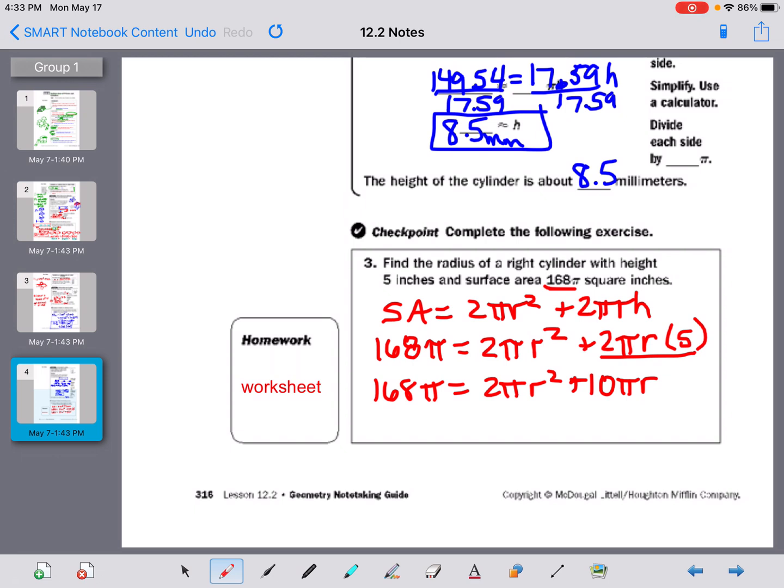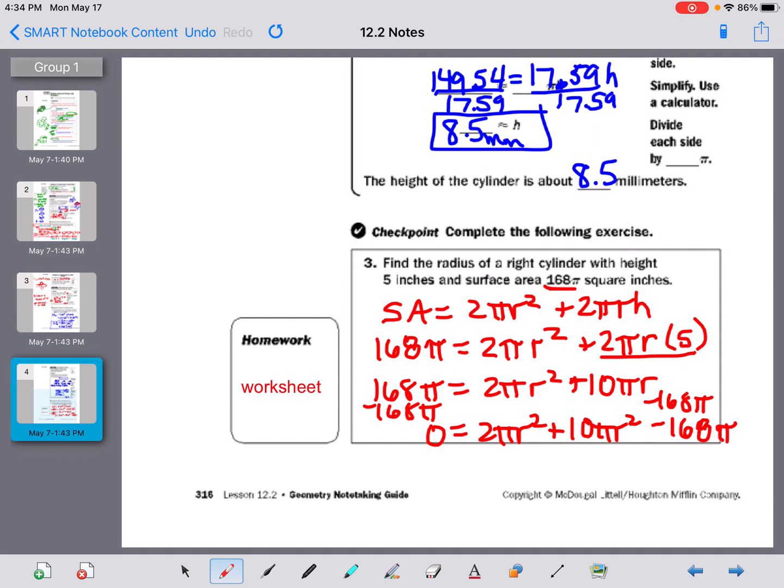Okay, you see an r squared and r, and you want to set it equal to 0. Good plan. Let's move this 168 pi to the other side because we're looking at a quadratic, right? 0 equals 2 pi r squared plus 10 pi r minus 168 pi. All right. It's a quadratic. We can solve with the quadratic formula. We can solve it with factoring. Those are my 2 favorite ways. And you know my favorite way is factoring.